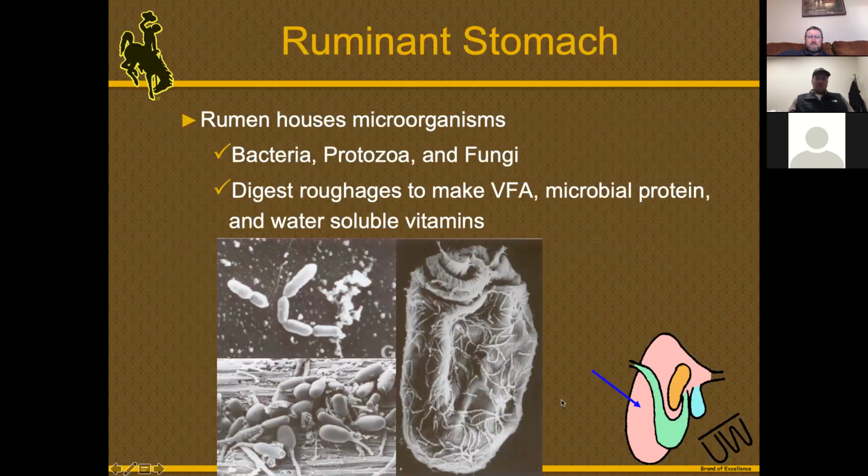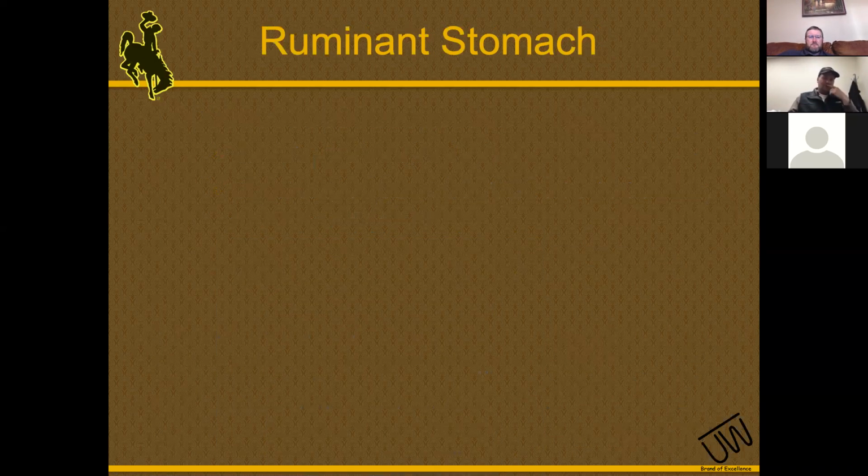Okay, in the rumen stomach, there's a lot of bacteria, protozoa, different funguses. So their job is to digest forage, low quality forage, turn it into volatile fatty acids, create microbial protein, and also help digest or absorb water soluble vitamins. Okay.